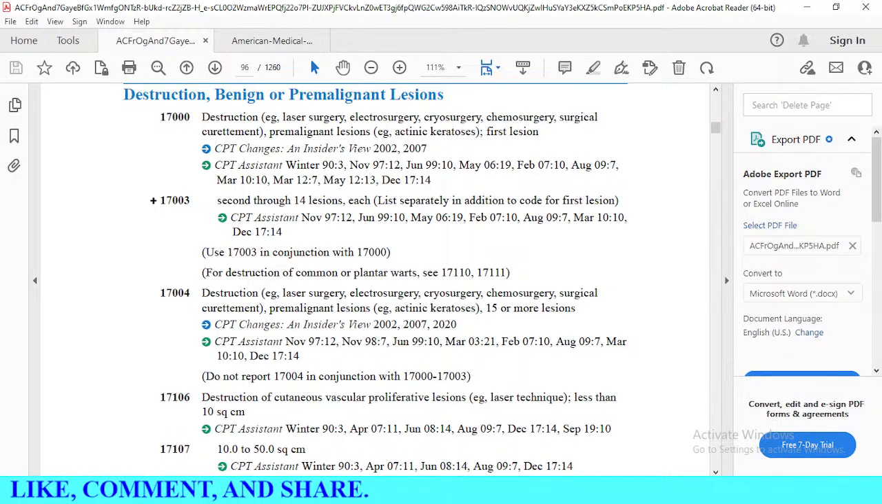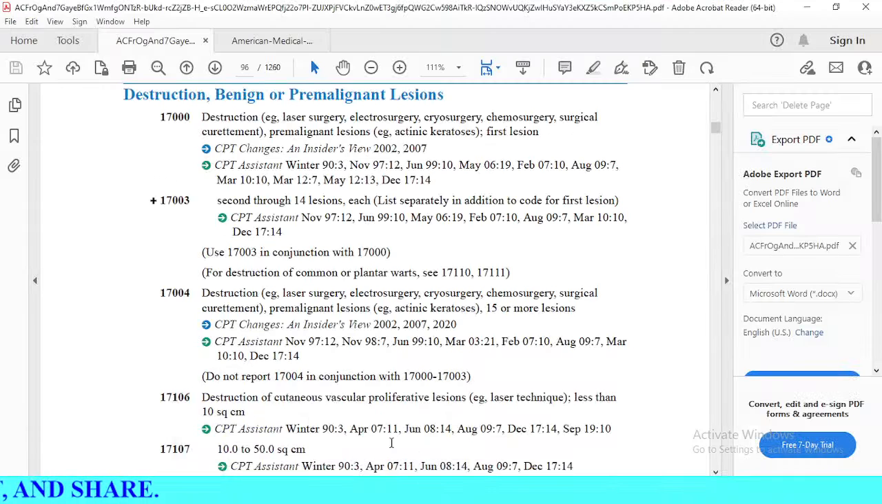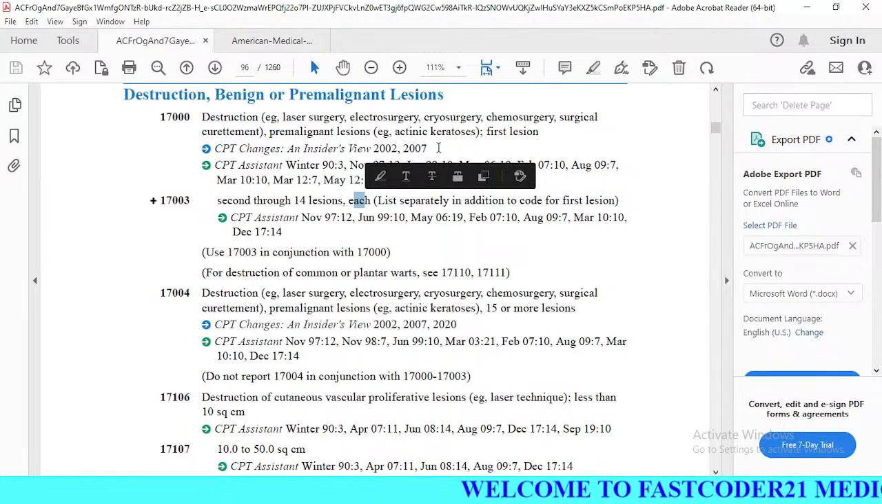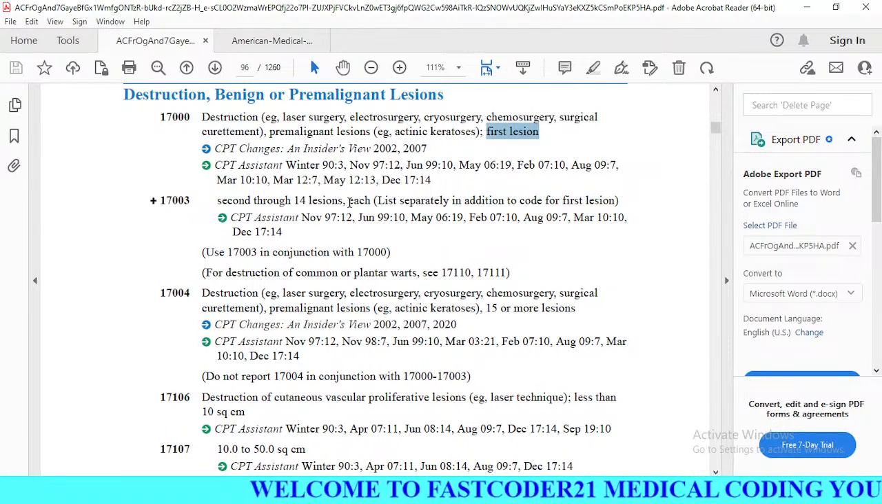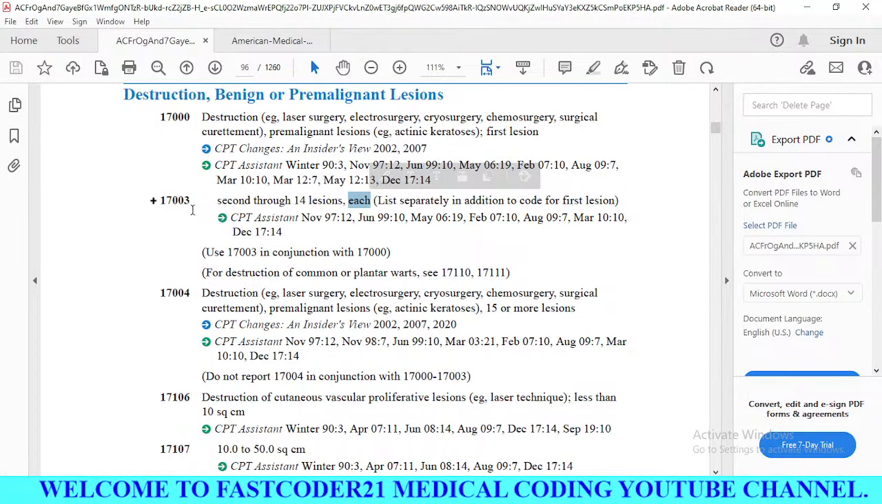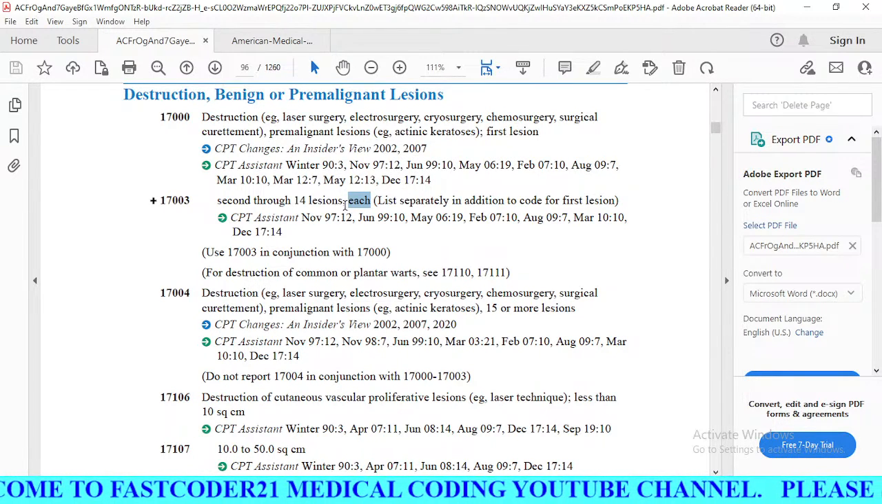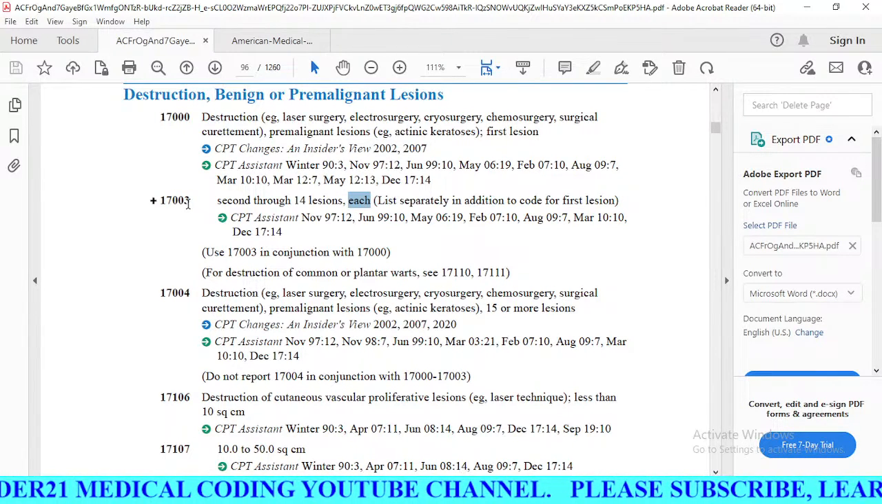Based on the question, we have 4 lesions, so we need to calculate here. For the first lesion, we code 17000. For the second lesion, here it is mentioned each. In total we have 4 lesions. So the first lesion we code 17000, and because of this word each, we code add-on code 17003 three times. If we don't have the word each here, we can code directly 17003.